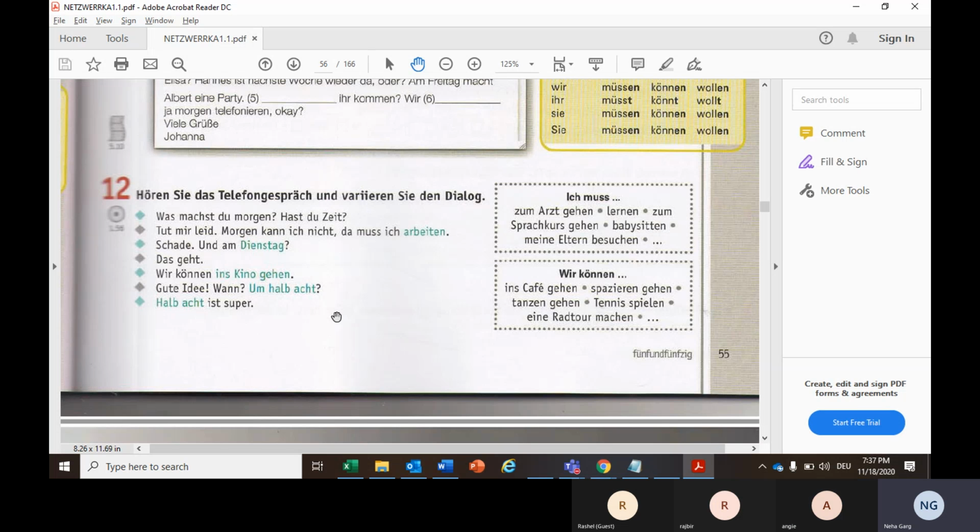Now Angie and Rajbir. Angie will start the conversation and Rajbir will respond.